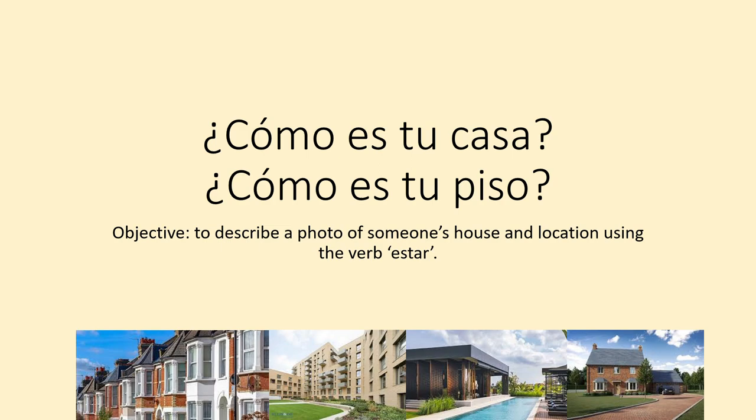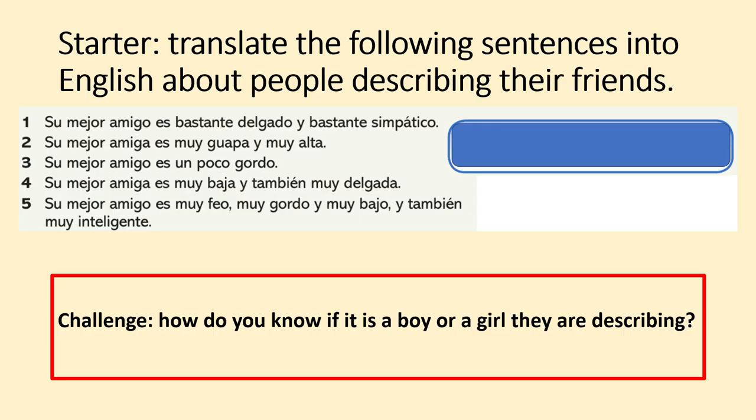So, our title, ¿Cómo es tu casa? ¿Cómo es tu piso? And our learning objective is to describe a photo of someone's house and location using the verb estar. We'll come back to these questions in a bit, but let's recap first of all on last lesson, which was about describing ourselves and other people using ser, to be.